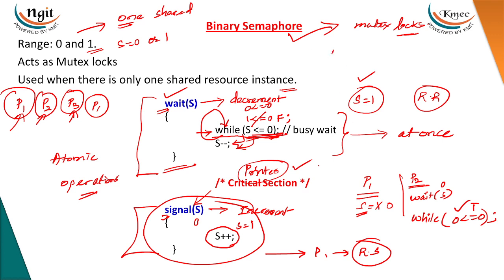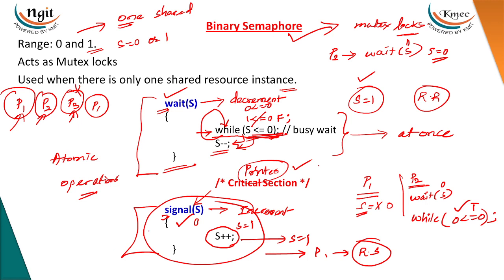Then p2 will go and execute wait on s. What is wait on s? The value is 1. Now it will see that 1 less than or equal to 0 is false. Because the condition is false, it will come out of the while loop and execute s minus 1. Now it makes the s value 0, and p2 uses the printer until it comes out and executes signal and makes s equal to 1. P3 cannot execute.